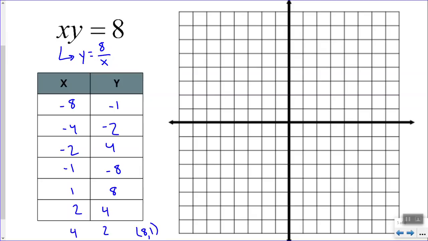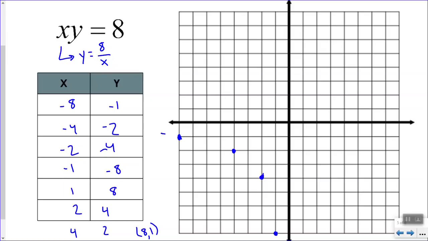So we want to make sure that we have enough points so that we can get a complete picture of the graph. You should have at least 3 points for both curves in here. You don't want to have any less than that because then you're not going to be able to see the true shape of the graph. So we plot each of our points, negative 8, negative 1, then we have negative 4, negative 2, negative 2, that should be a negative 4 there, and then negative 1, negative 8.